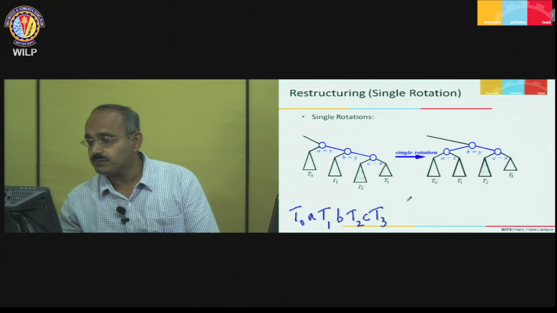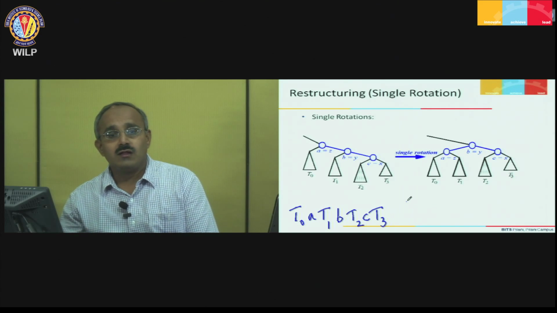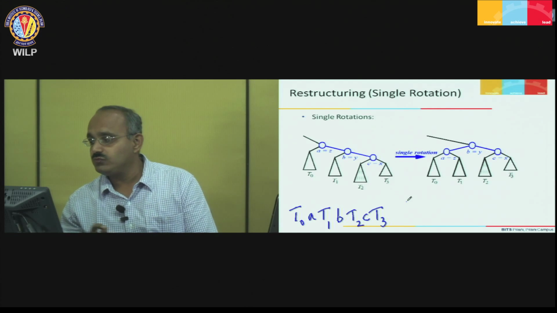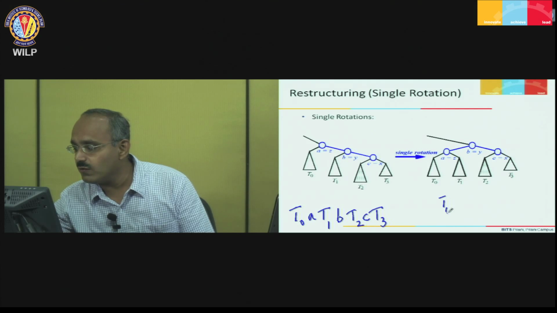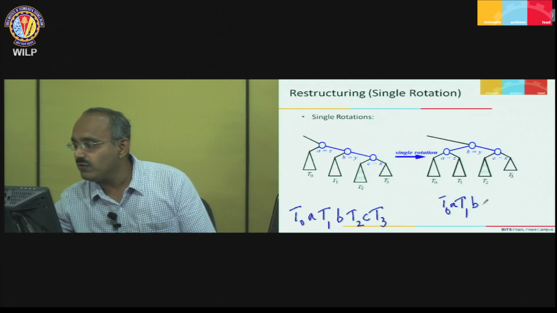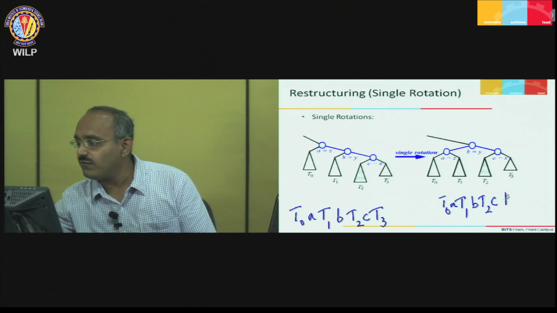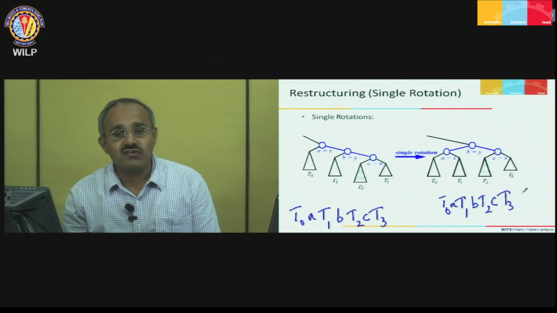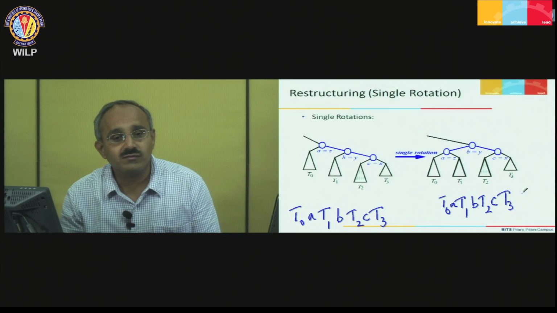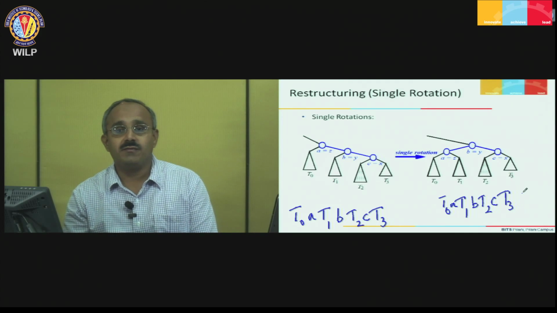Now, after our restructuring, in order we will first visit T0 here, then we will visit A, then we will visit T1 in order, then we will visit B, then we will visit T2 in order, C and then finally T3. So, we see that under our restructuring the in-order traversals are maintained.